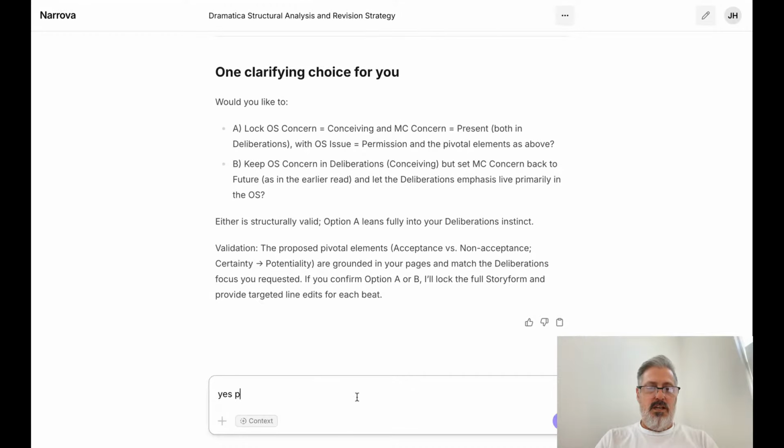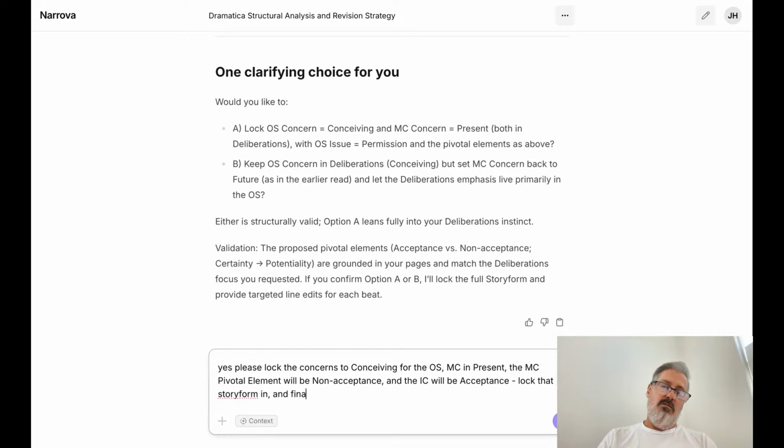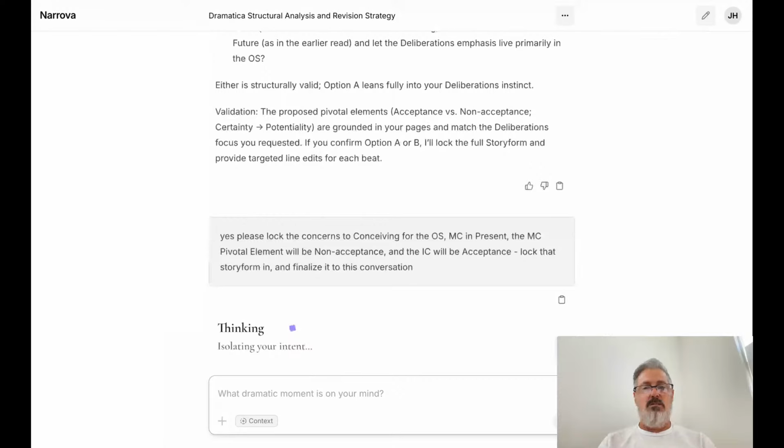Yes, please lock the concerns to conceiving for the OS, MC in present. The MC pivotal element will be non-acceptance, and the IC will be acceptance, because that's what Mara is preaching. Lock that story form in and finalize it to this conversation. Maybe that's why it's.